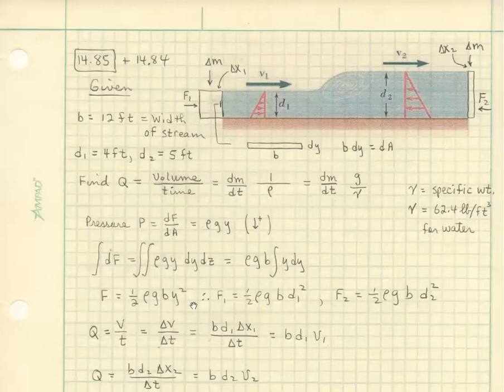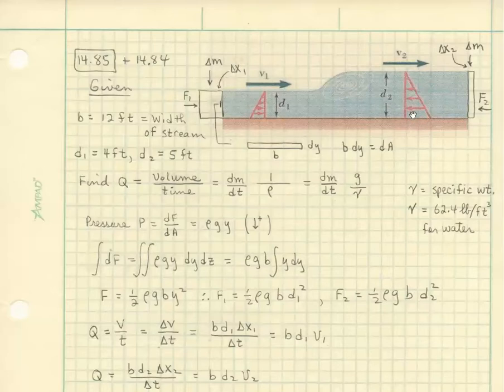All right, so that means that F1, the force over here, the average force you have on that side, is 1/2 rho g b d1 squared, and then the force over here on this side is 1/2 rho g b d2 squared. These diagrams that they show right here really are pressure diagrams. So the pressure at the bottom here is really just going to be rho g d1, and here rho g d2.